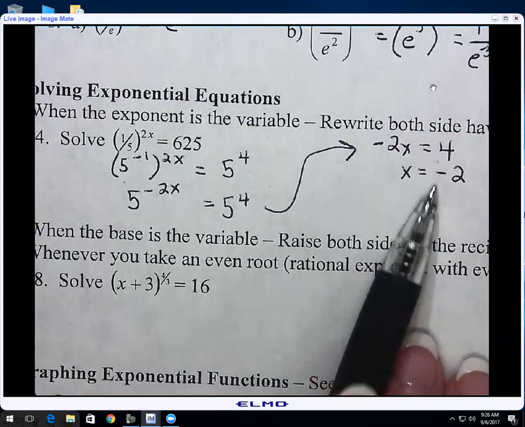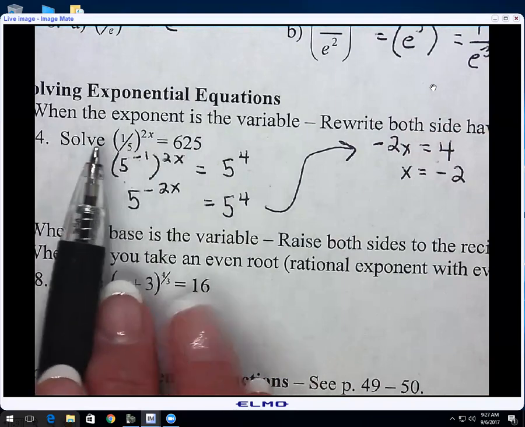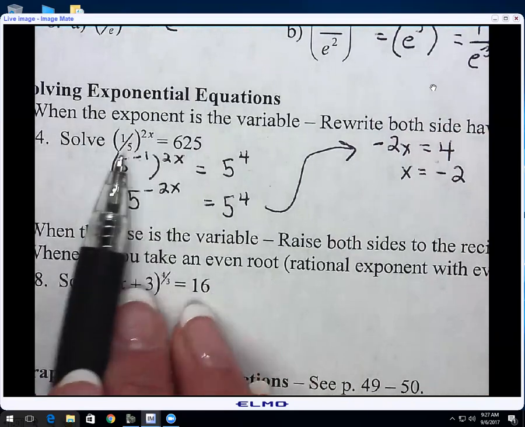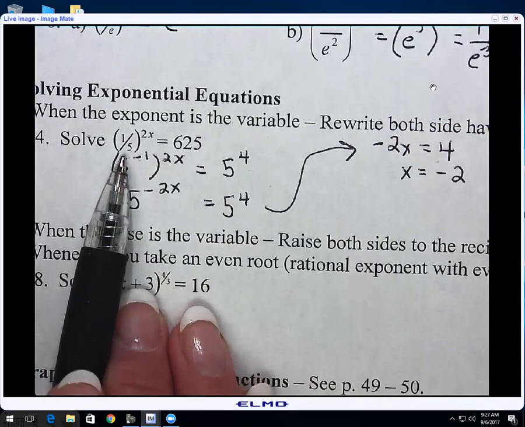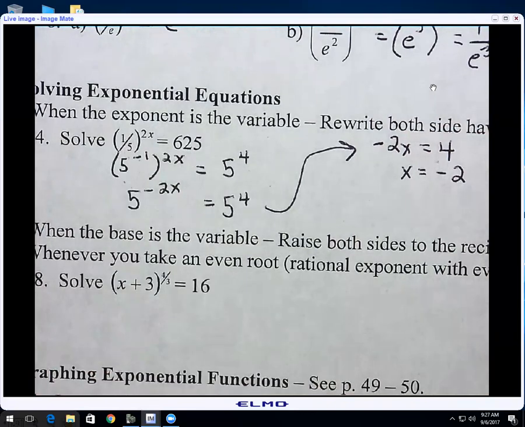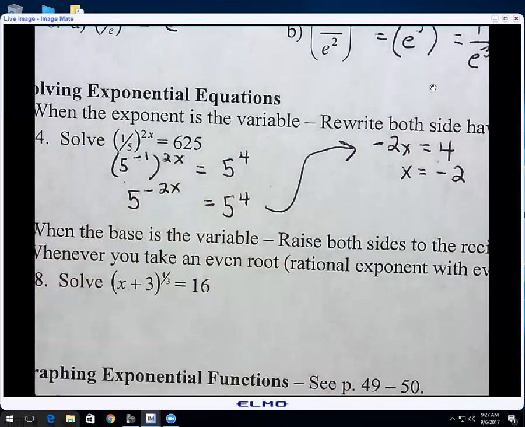And it's checkable. If we let x be -2 in this original expression, we'd have 1/5 to the -4. The negative would flip it. There would be 5 to the +4. 5 to the +4 is 625. So if you can write both sides having the same base, exponential expressions or equations are easy to solve.